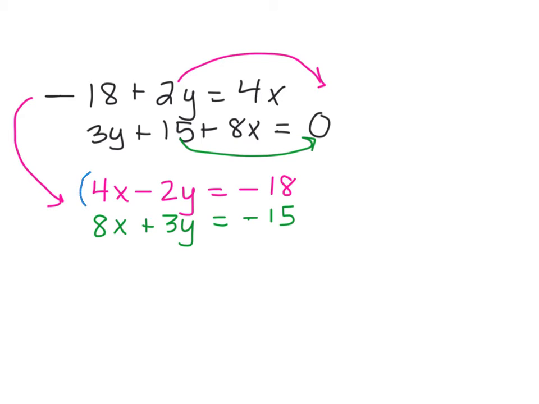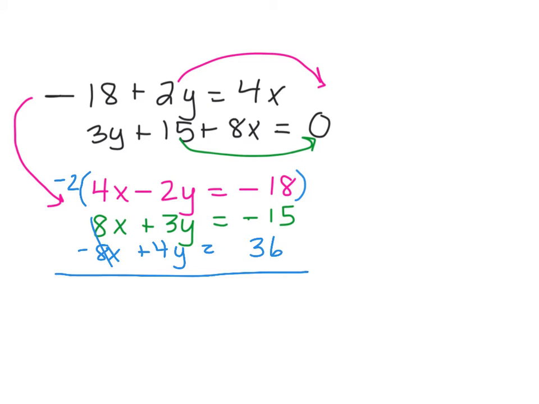Maybe I'll multiply that top equation through by a negative 2, which would give me a negative 8x plus 4y equals a positive 36. Did I do that right? And now I can combine these two equations through addition. The x's would be eliminated. 7y equals 21, and y equals 3. And then again, I'm going to go back and plug into any one of those equations.